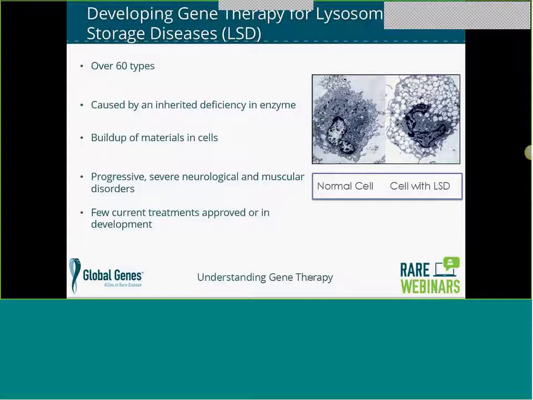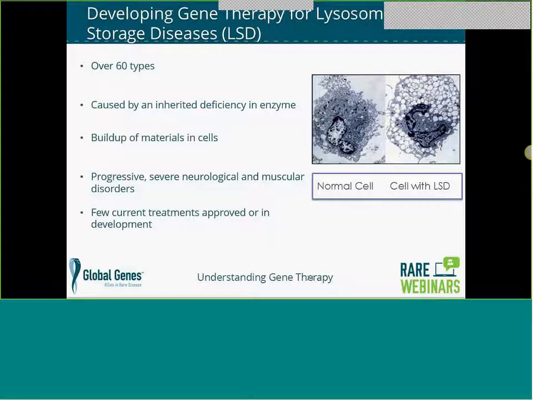So the three programs that I'm going to focus on have initially been focused on lysosomal storage diseases, of which there are over 60 types. These are recessively inherited diseases that are caused by a defect in a single gene and result in a missing or malfunctioning enzyme. It translates to basically a buildup of waste in the lysosomes, which is the part of the cell that would otherwise be responsible for removing such waste.